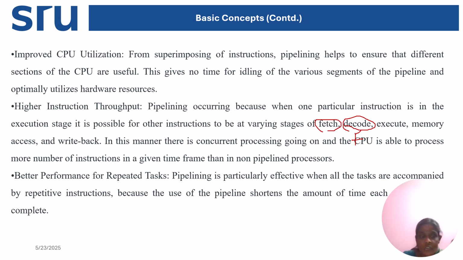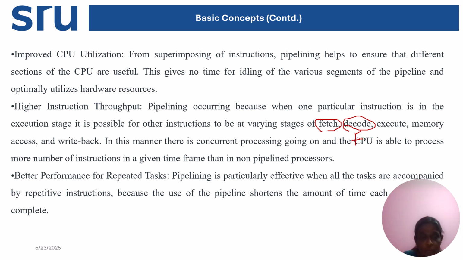Execute, memory access and write back. These are the 5 stages in a RISC processor as we have already seen. In this manner, there is concurrent processing going on, and the CPU is able to process more instructions in a given time frame than in a non-pipelined processor. Again, the same time, different stages, multiple instructions. There will not be any confusion or erratic output.